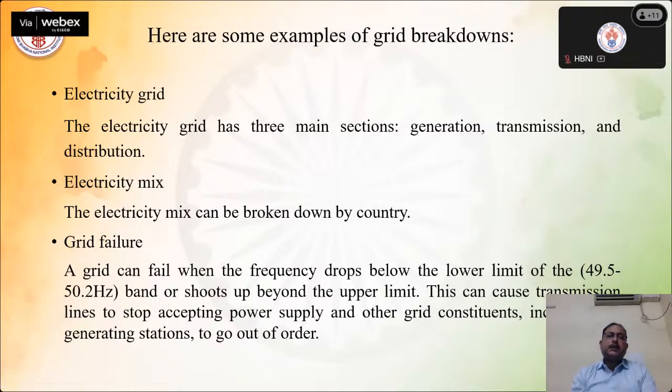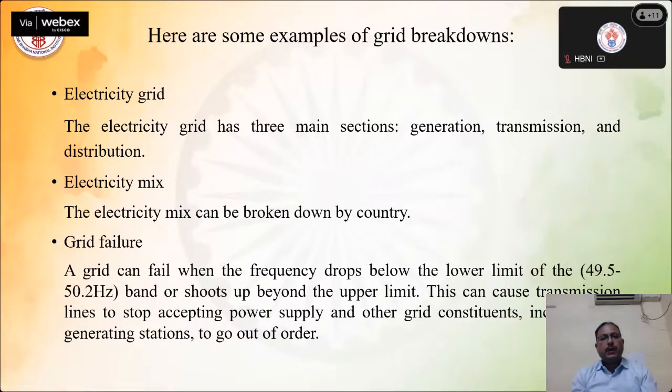Next is electricity mix. Electricity mix can be broken down by country. For example, they are not able to supply properly and issues come. The last is grid failure. A grid can fail when the frequency drops below the lower limit of the 49.5 to 50.2 hertz band or shoots up beyond the upper limit. There are technical terms which say certain scenarios wherein the grid has to operate at certain frequencies. So if it crosses the limit, lower or upper, it is a big problem. This can cause transmission lines to stop accepting power supply and other grid constituents, including the generating station, go out of it. So it's a chain of sequence wherein the chain is connecting one to one.